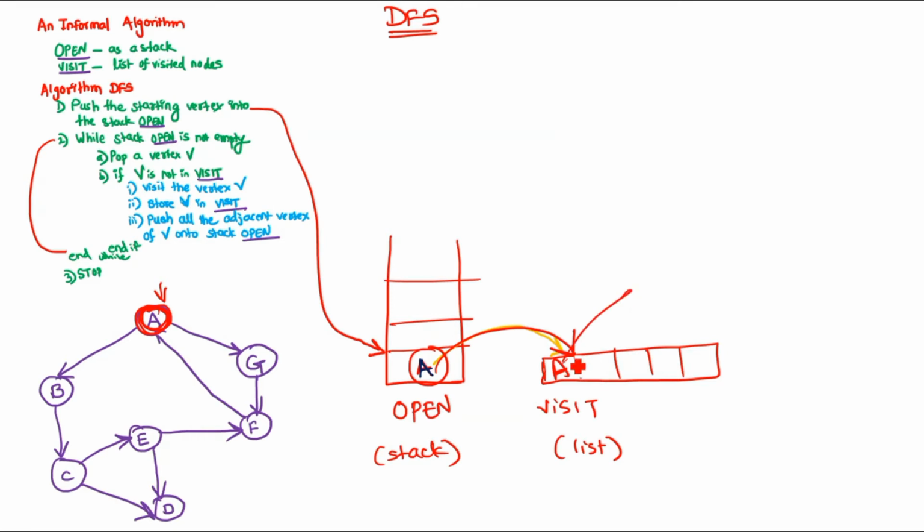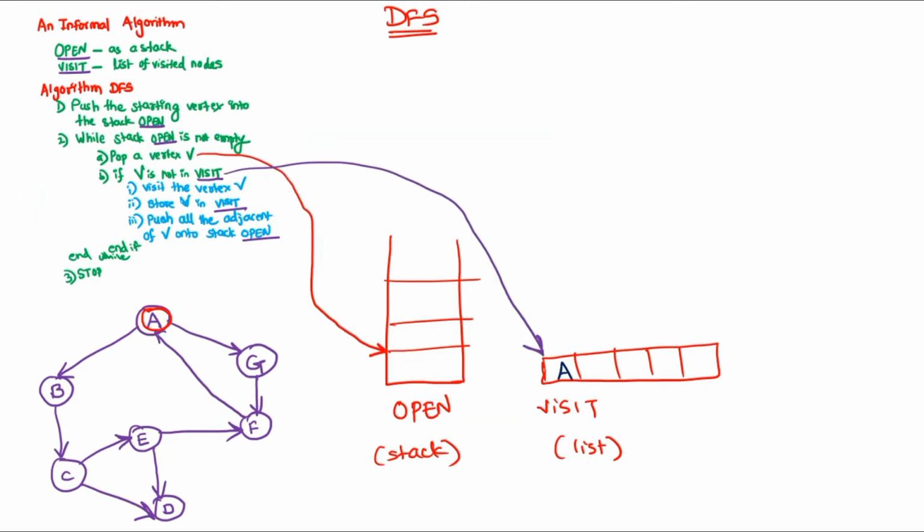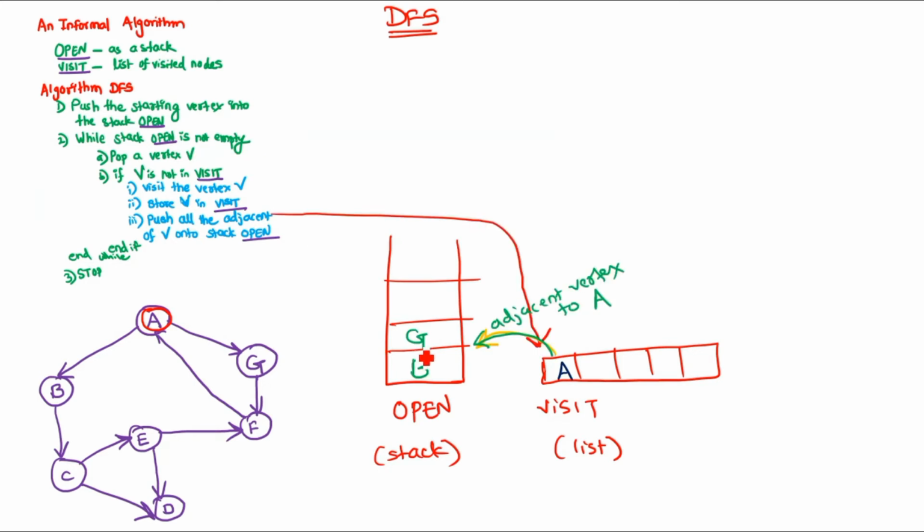Now we look for the adjacent vertices of vertex A, that is B, G, and whatever these are. So we write all the vertices adjacent to A in this particular stack, one after the other. They are inserted, so B and G were inserted.